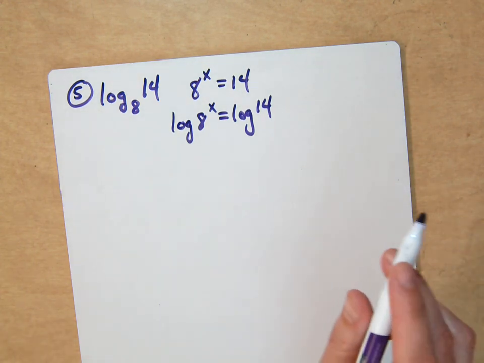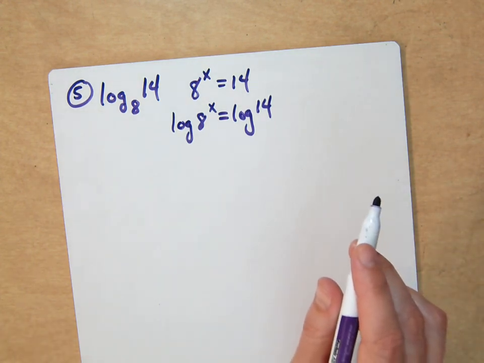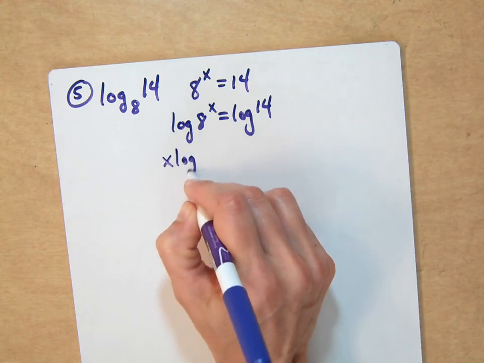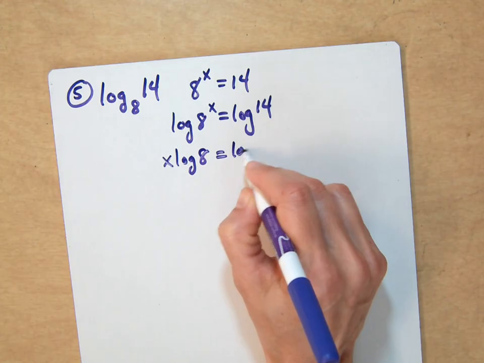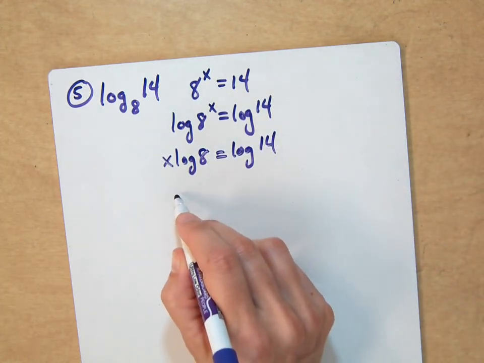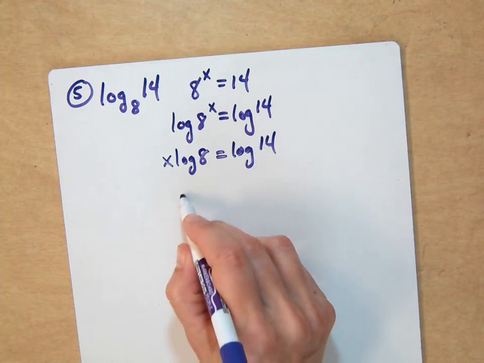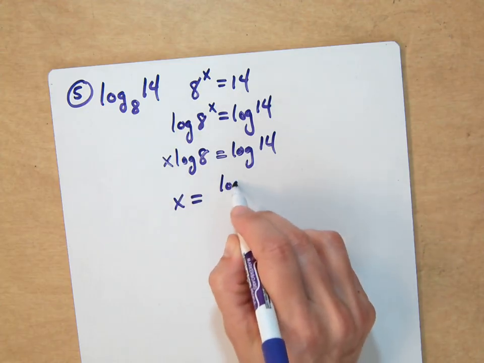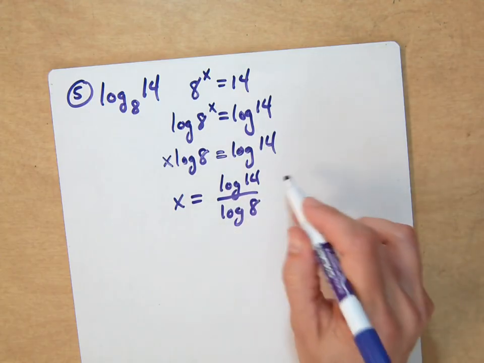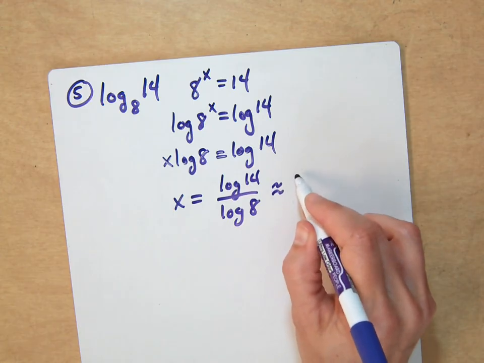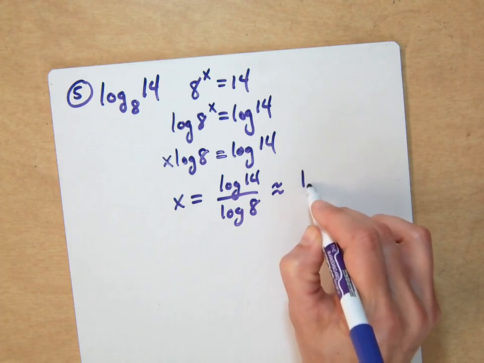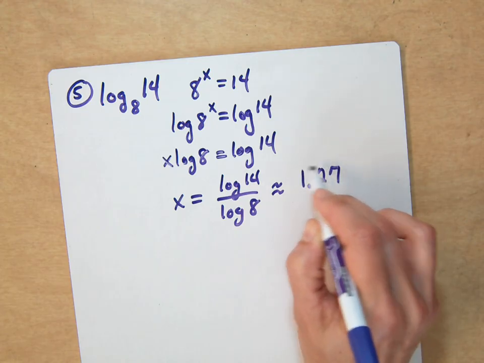And then we use the power property, x log 8 equals log 14. And last step, what do I do? Good. Divide both sides by this constant, log 8. So you will get about 1.27, we'll leave it like that.